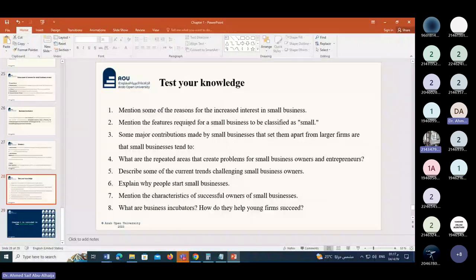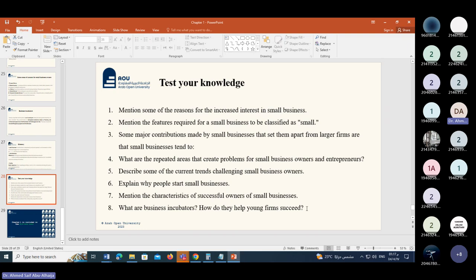This is a slide: Test your knowledge. The short essay question could come from here, by the way. Mention some of the reasons for increased interest, it's in the first slide. Number two, mention the features required for a small business to be classified as small. The definition of small, remember, independence, and so on. Some major contributions, we already discussed that before.